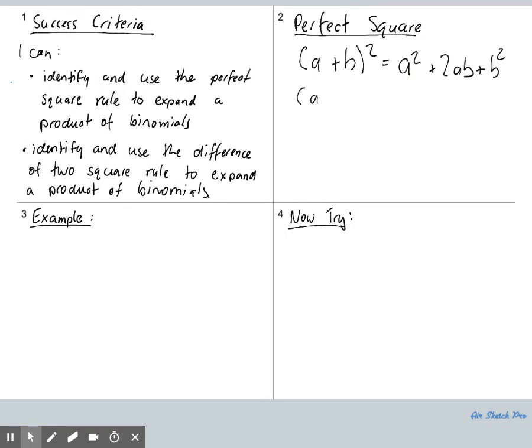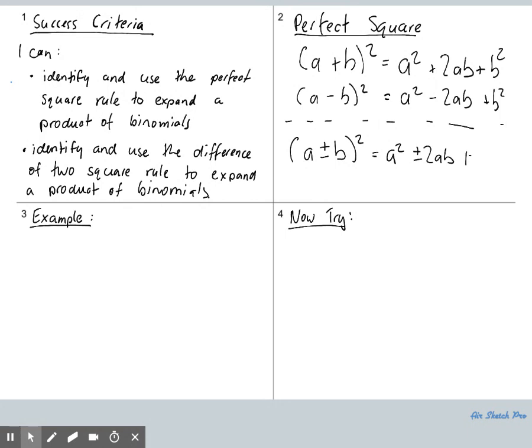If you've got a minus b instead, which is really just a plus negative b, then you would have square the first minus twice the product plus square the last. Because we're squaring negative b, it ends up being a positive b squared, so you always have a plus b squared. So that's the two rules, but you can write them more succinctly: a plus or minus b squared is equal to a squared plus or minus 2ab plus b squared. Is that okay?